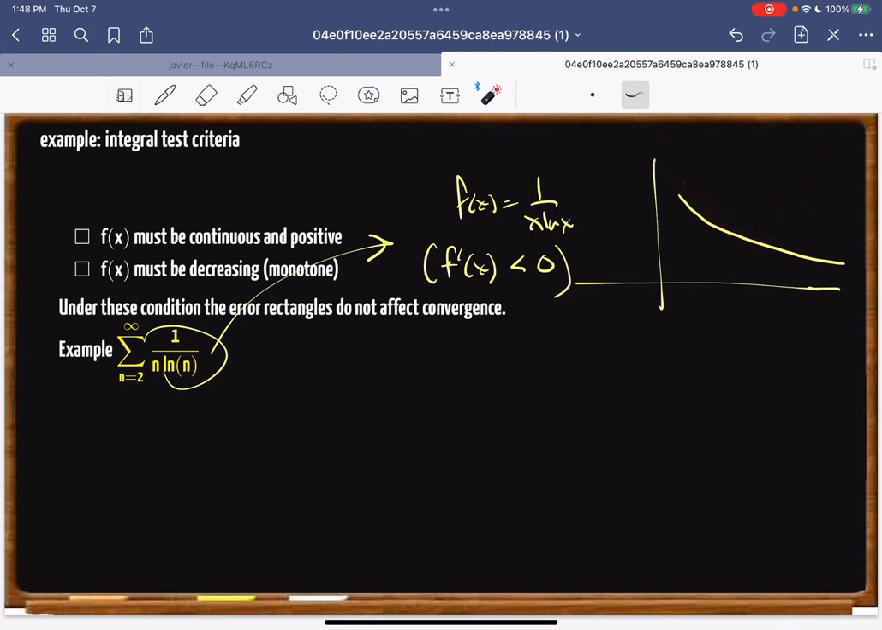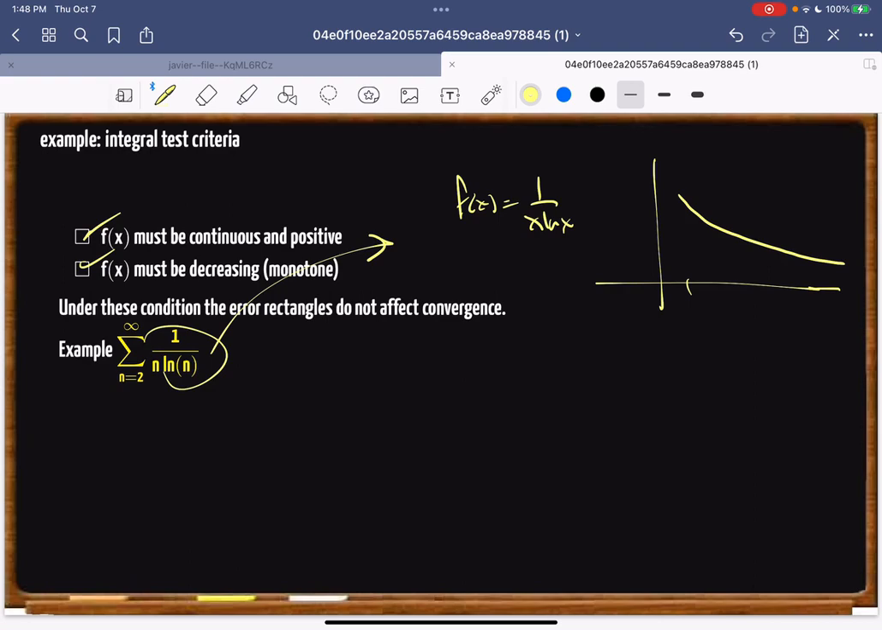So you can either do it by looking at the picture, or you can be a little more rigorous and study the first derivative. Or there are other ways, but that's not what I'm interested in at this point. All right, so this one is continuous and it's decreasing, and it's positive for all x's that are bigger than 1.